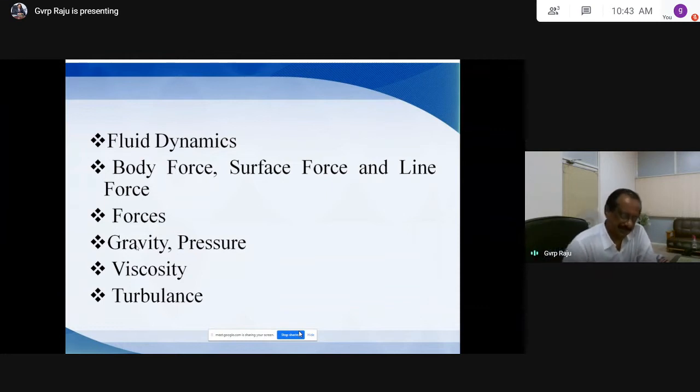The other one is viscosity. Viscosity is well known: it is the property of the fluid by virtue of which the fluid offers resistance to deformation.